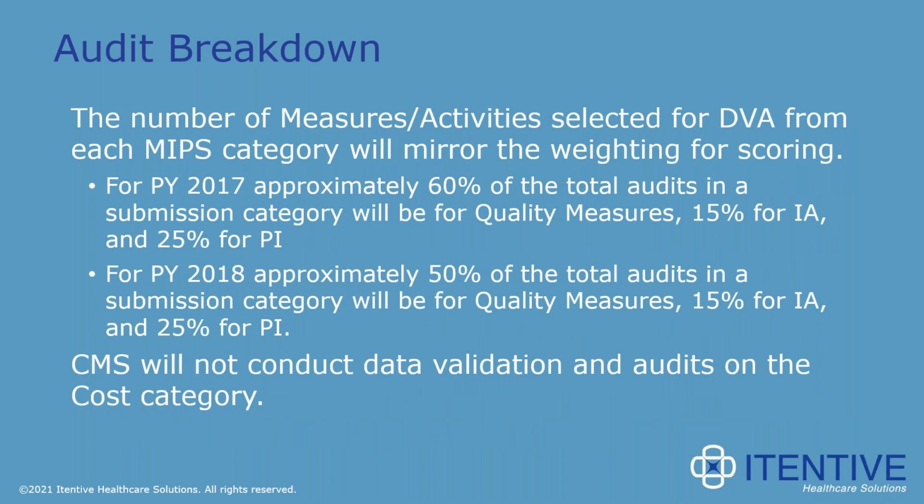Now, something to note that is different from the previous meaningful use audits is that these DVAs are done by category. So MIPS has 4 categories, right? Quality, promoting interoperability, costs, and improvement activities.